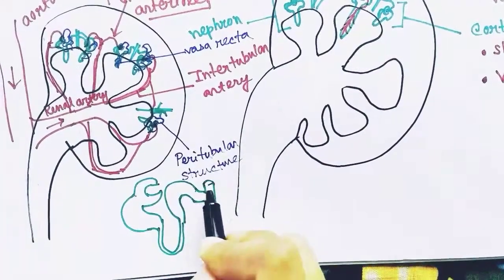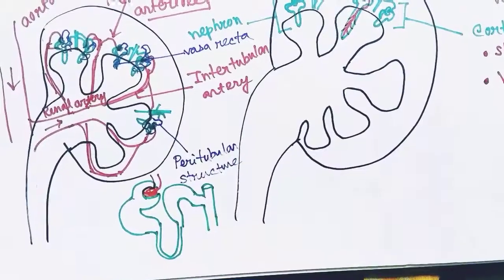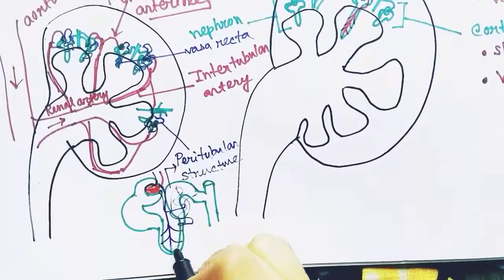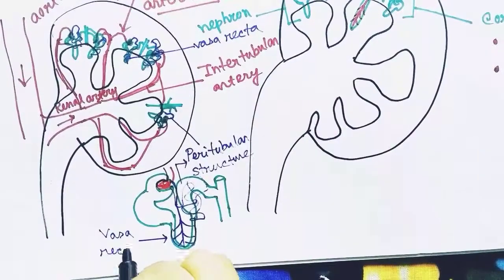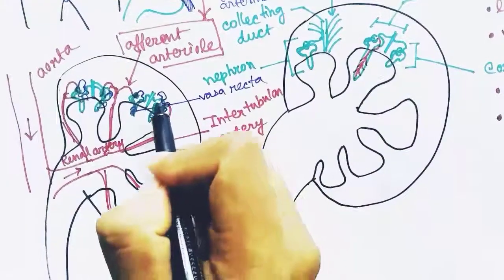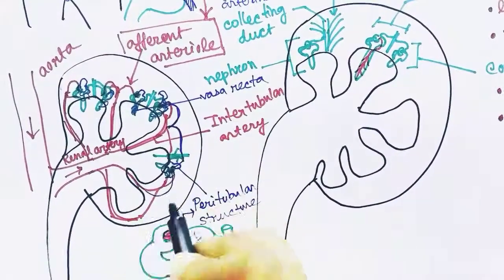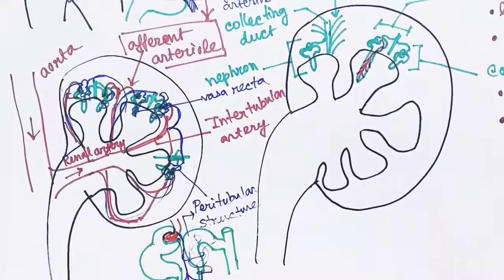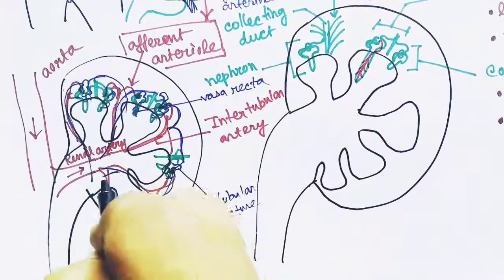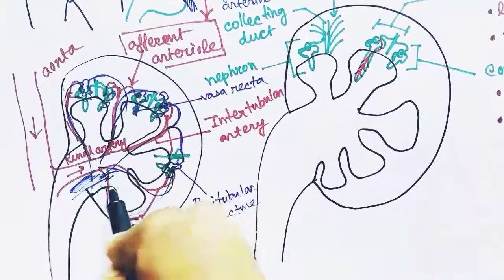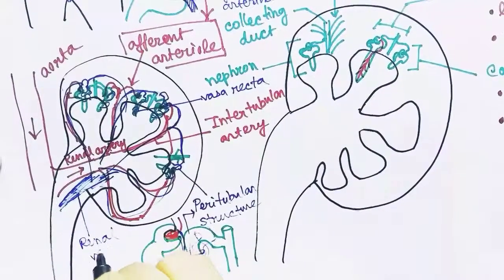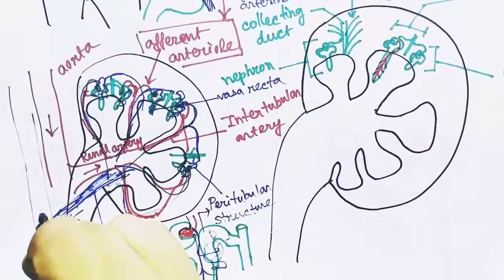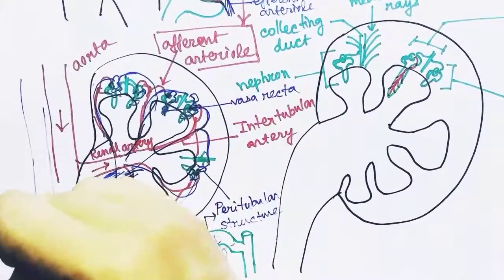This is one nephron. The head of the nephron, afferent arteriole going inside, and the efferent arteriole coming out of it will form peritubular structure, as well as can form vasa recta in few nephrons. And after that, it will meet each other and form interlobular vein, which will meet and will eventually form the renal vein. The renal vein will take the blood out of the kidney, and then it will join a larger vein called inferior vena cava.